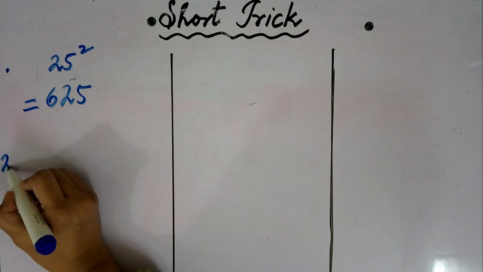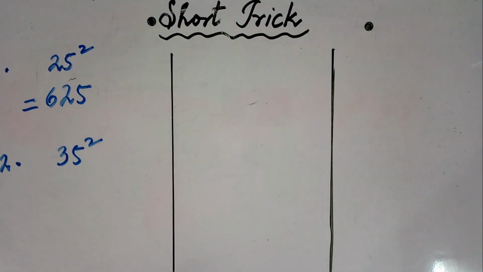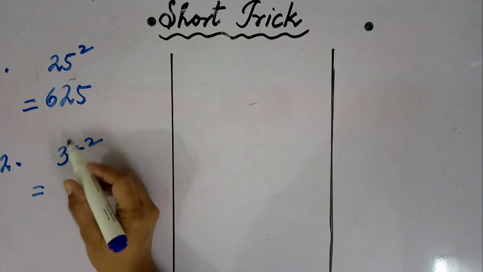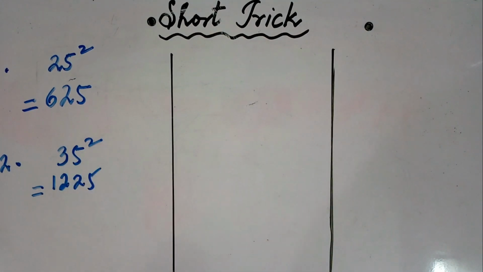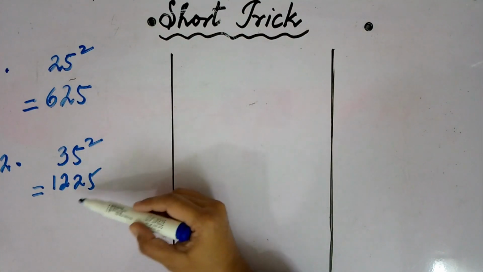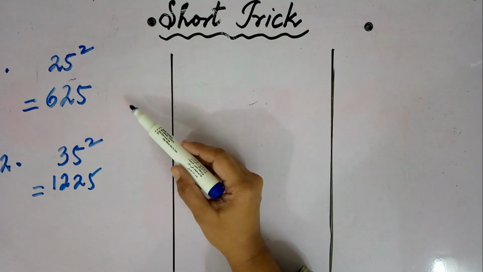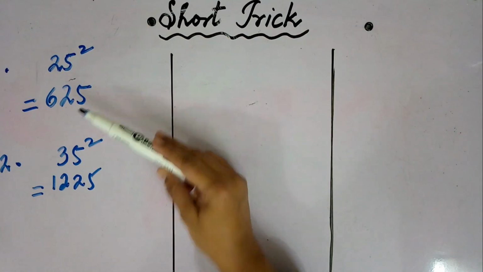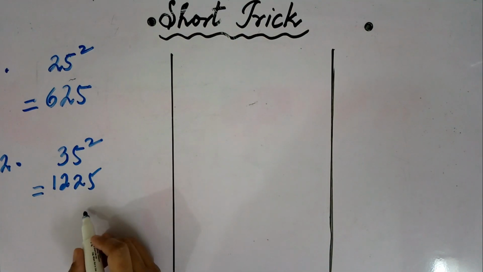Now this is question number 2. Let's take 35 square. Got it? So what will you do here? You know what will come after 3? It is 4. 3 4s are 12 and 25. That will be your answer. Here you can see that the last 2 digits will always be 25. Got it? If you solve with your calculator, you will take time. Calculator takes time to find the square of this number. But here you are writing in a jiffy. In 2 seconds you are writing your answers.